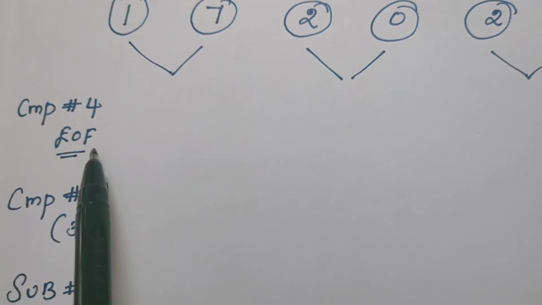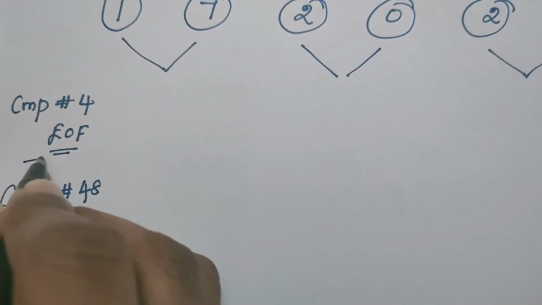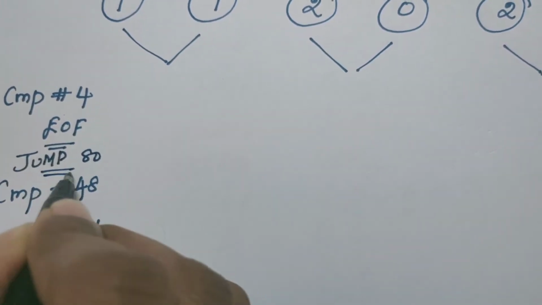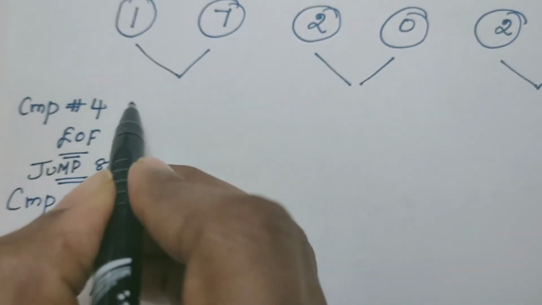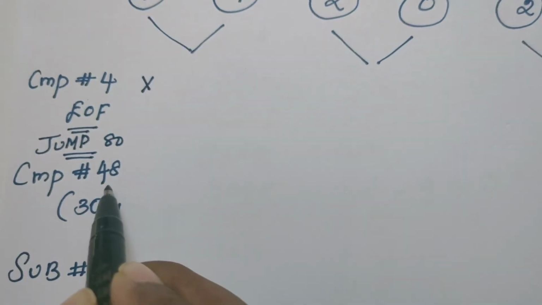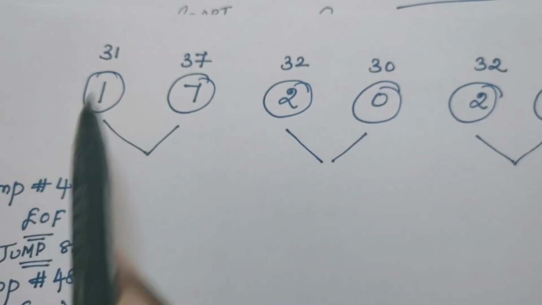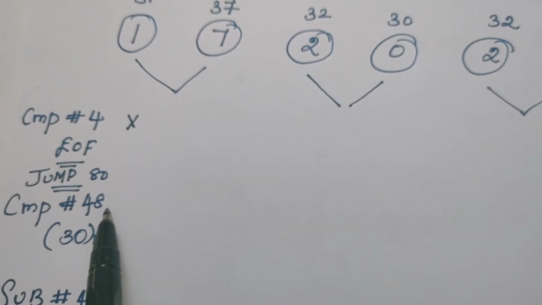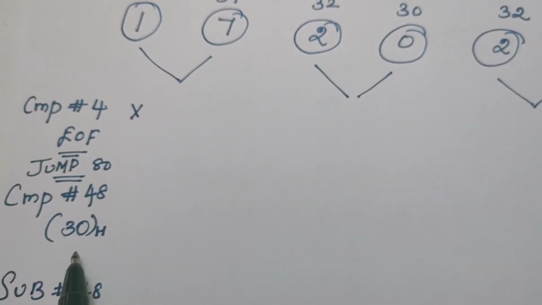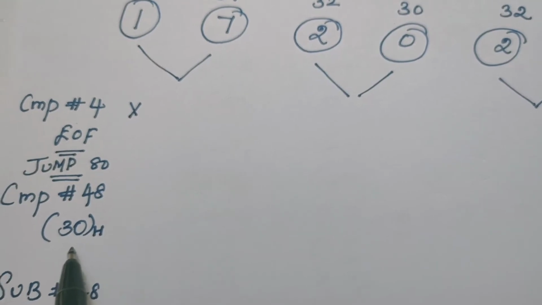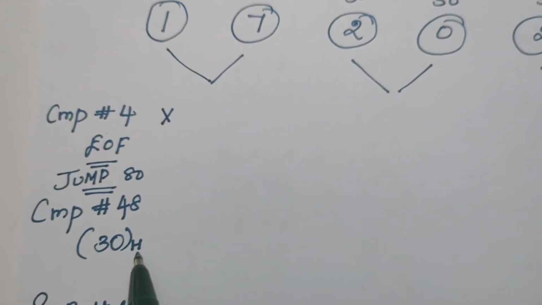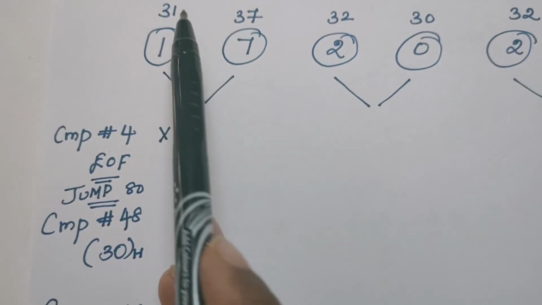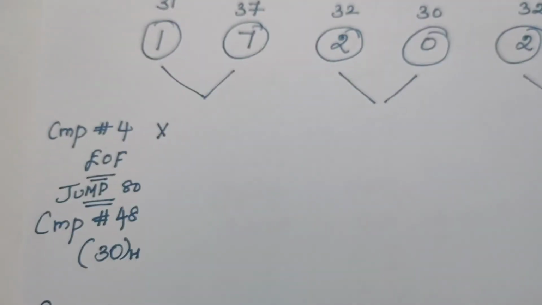At that time it should jump to the starting address, which is 80, to begin the execution. So now this condition is false in this case. Next, this 31 is being compared with the decimal value 48. If you convert this decimal value into hexadecimal, the value is 30. In fact, the hexadecimal value 30 is compared with the ASCII value 31. Both are in hexadecimal format now.